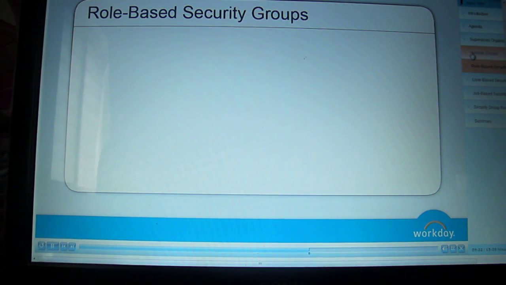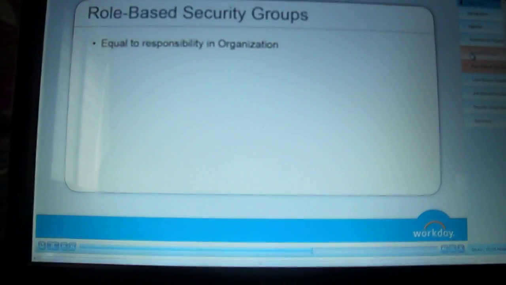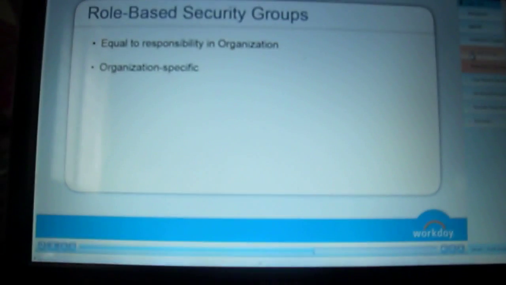Role-based security groups are based on defined organizational roles. Organizational roles typically equate to responsibilities for the organization. Role-based security groups are a common way to constrain data access in Workday based on organizations a given worker is responsible for. Membership in role-based security groups is derived based on role assignments.